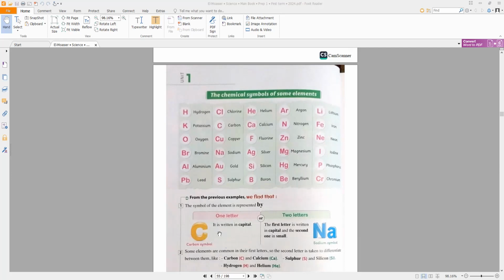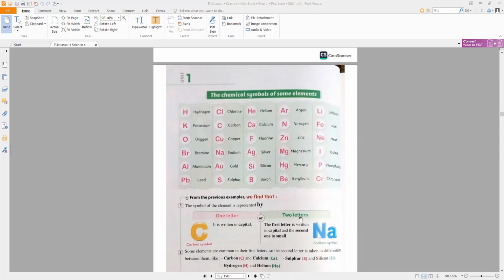Like carbon, the symbol of carbon is C. So 1 letter, you must write it in capital. Oxygen O, 1 letter, you must write it in capital. Hydrogen H, you must write it in capital because it is 1 letter. Okay. There are some symbols that are written in 2 letters.